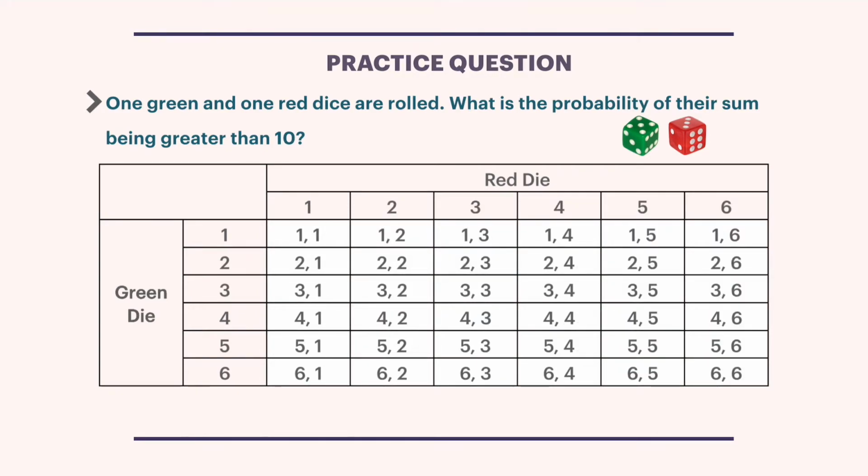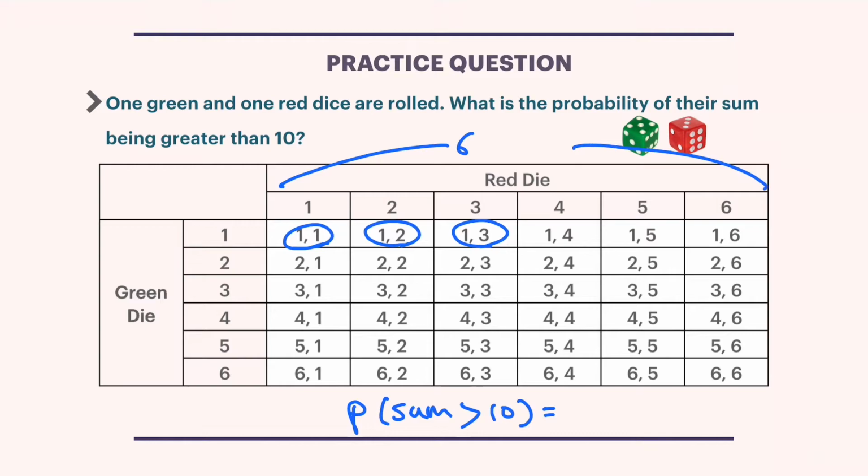So now we're calculating the probability of sum greater than 10. That is equal to how many total possible outcomes we have. You could count these one by one, but if you think about it, there are 6 over here and there are another 6. So 6 times 6, we have 36 possible outcomes.